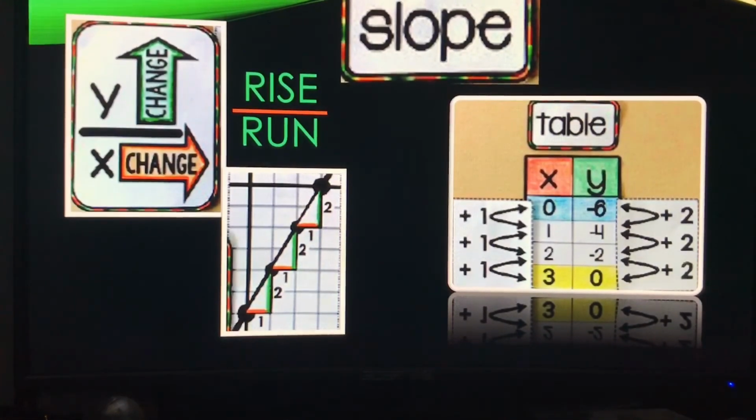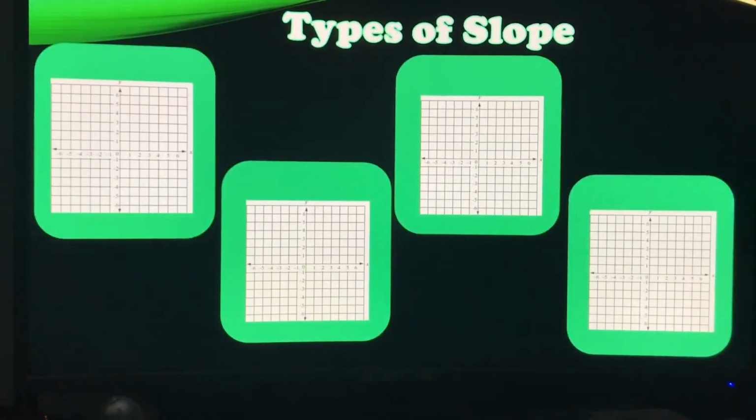In order for you to have a linear function, the change in y and the change in x has to be consistent. It has to be constant. So let's go look at the 4 types of slope.